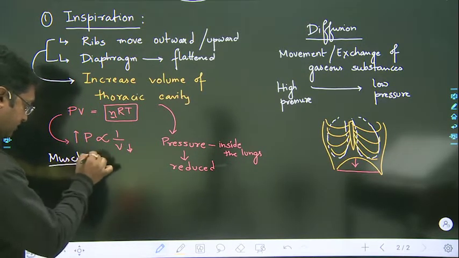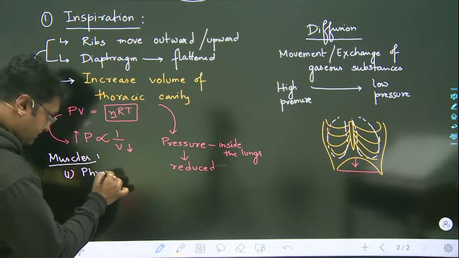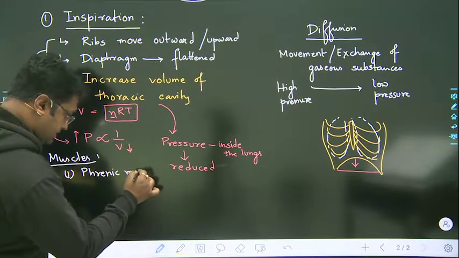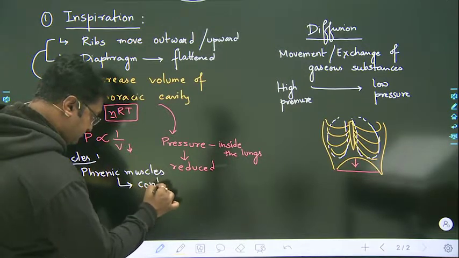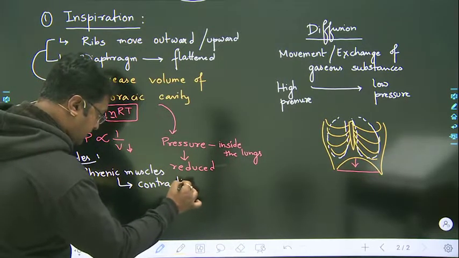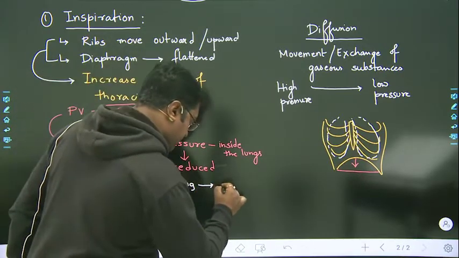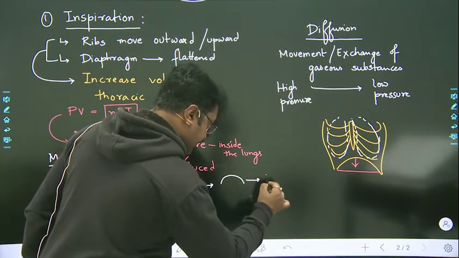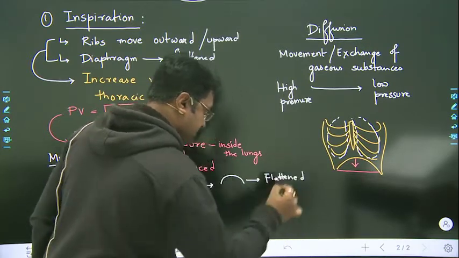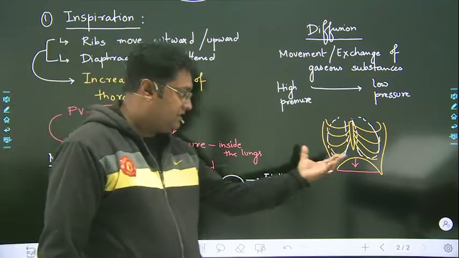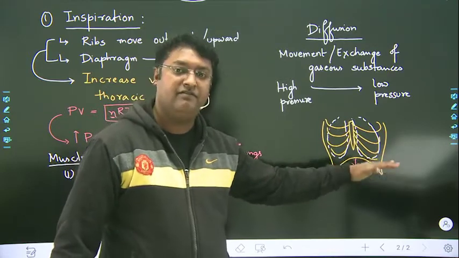So first, the phrenic muscles will be contracting, and hence their shape will change from dome shaped to flattened. The phrenic muscles will contract, and the shape will change from dome shaped and now get flattened.